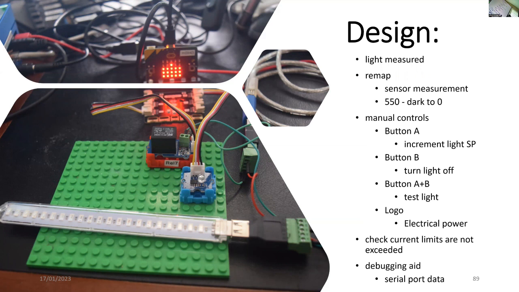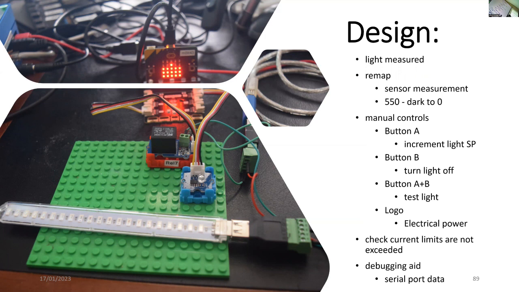So our design will be measuring light, and we'll be remapping that so the dark value will be 0. And we're not using a calibrated light source. We're using an analog sensor. The upper values are more likely to be about the maximum value of the analog to digital converter, which is about 1024. And the maximum values that I've seen so far are around about half of that.